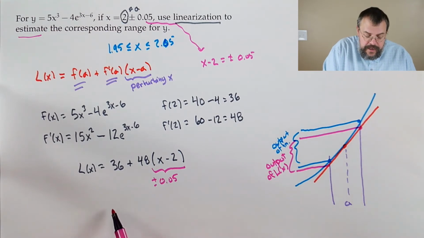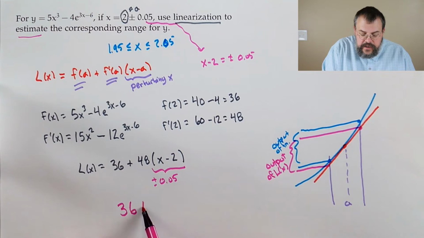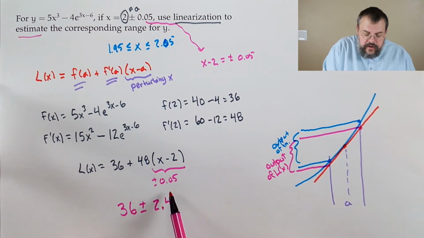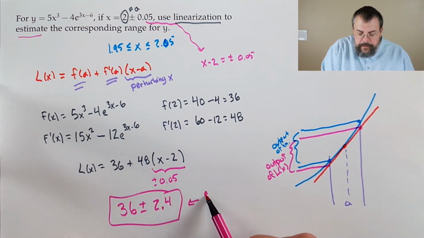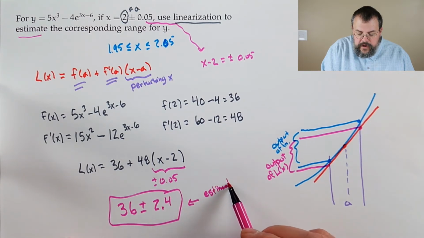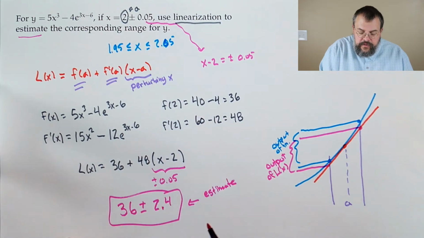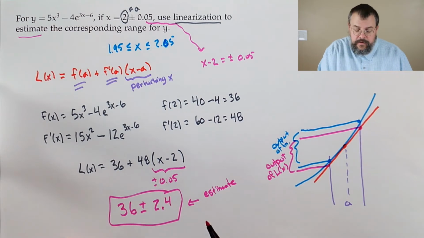So what do we get? The corresponding range for the linearization is 36 plus or minus 2.4. So this is an estimate for what's going to happen for y. So if we know that x is 2 off by 0.05, then we can say, well, y should be 36 off by about maybe up to 2.4.